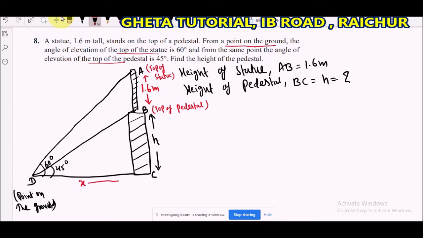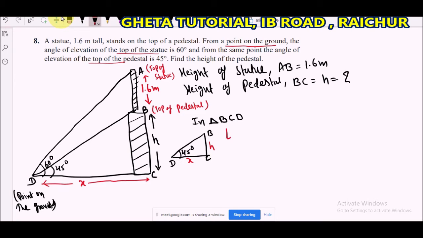Here I will take X. So first which triangle should we go for? There is a triangle BCD. This is the angle 45 degree. This is B and C, here D. So what is the height here? This H is the height, and this is the X.